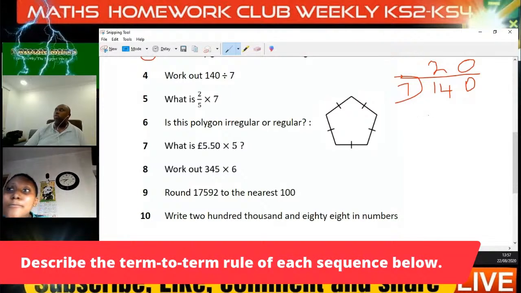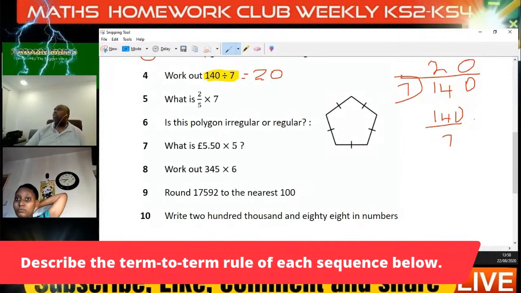The other way we could write this is, notice, I want you to get these the same. So that is written that way, right? So that is 20. We can also write it as 140 over 7. And that equals 20 also. Yes? That equals 20.